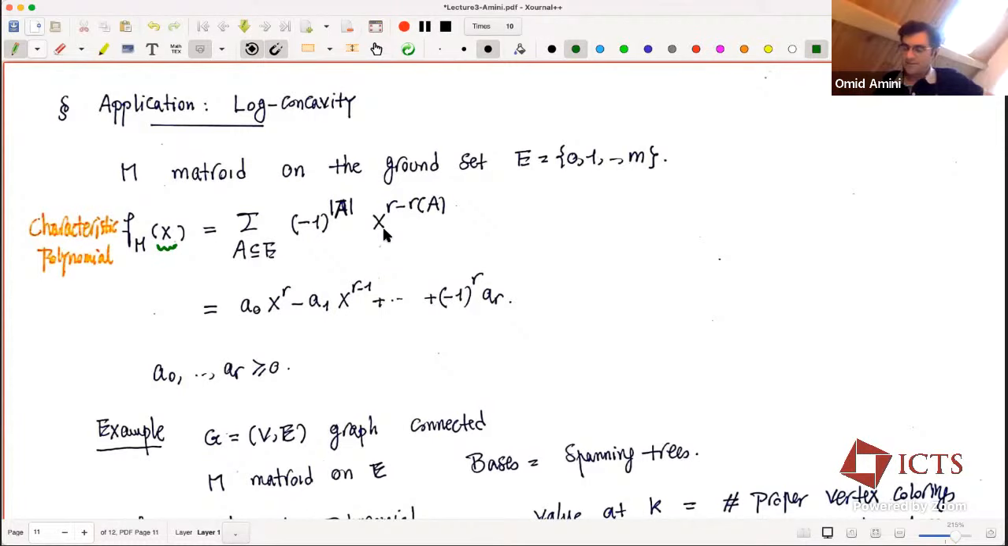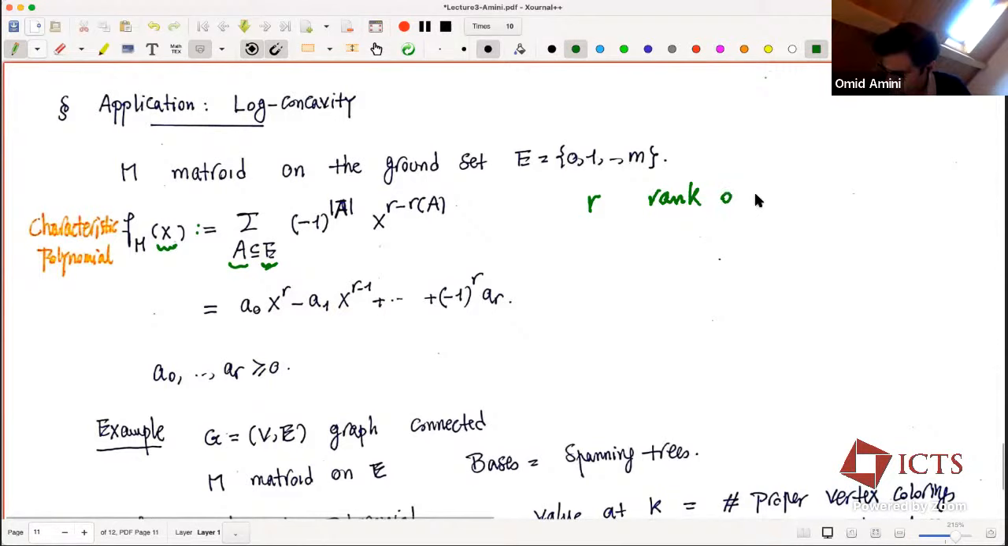But the expression is quite simple. You define f_M of x to be the sum over all subsets A of the ground set E, and this is an alternating sum: you take (-1) to the power of the size of A, times the monomial x to the power r minus r(A). So r here is the rank of the matroid, and the rank of M is just the size of B for any B which is a base of the matroid.